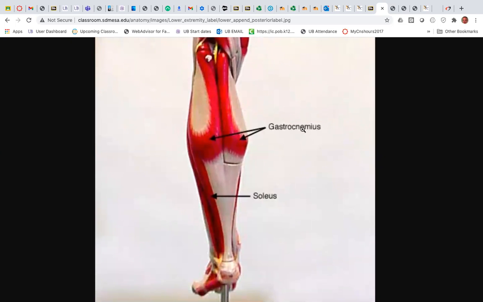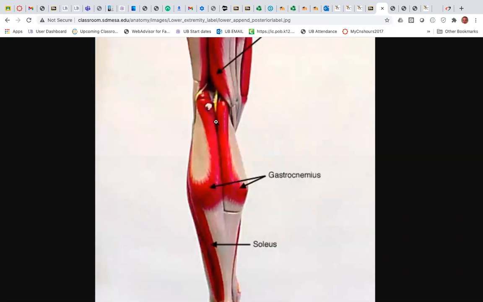All right, now we can look at the posterior portion of the leg. And now we can see the gastrocnemius. Now on the exam, you have to be more specific because the gastrocnemius has two heads. This is the medial head. This is the lateral head. Lateral head, gastrocnemius, medial head, gastrocnemius. Well, this is the pinky toe. The pinky toe is lateral. The great toe is medial.